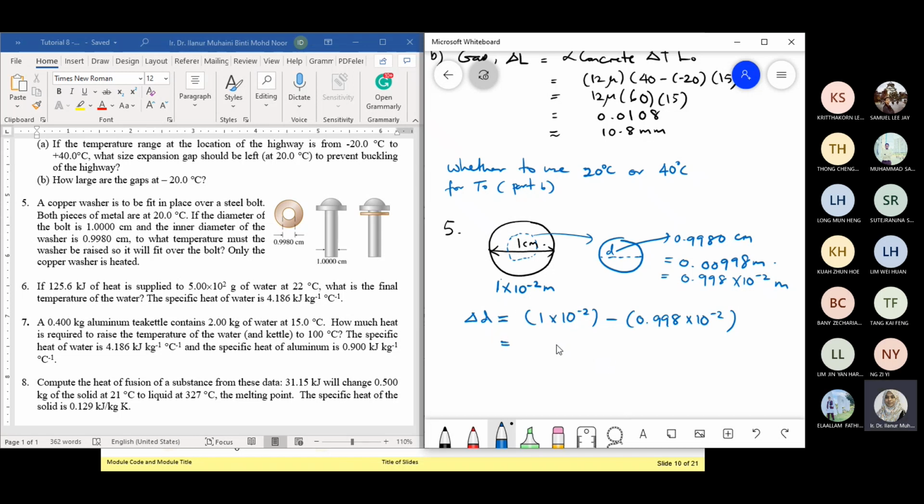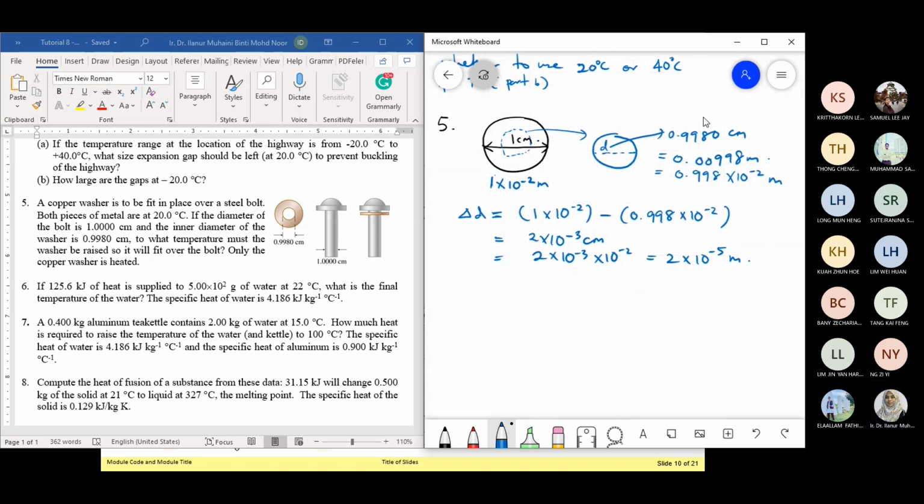So equal to 2 times 10 negative 3 cm. Equal to 2 times 10 negative 3 times 10 negative 2, 2 times 10 negative 5 meter. Okay. Depend on your calculator which one you will get right, but then simplify it according to what you want. Later you want to substitute easy.